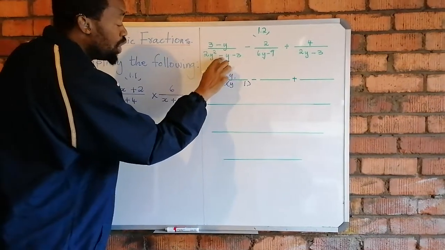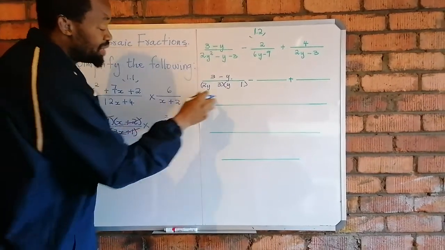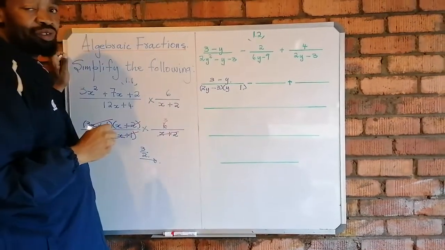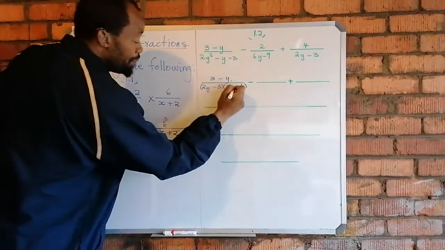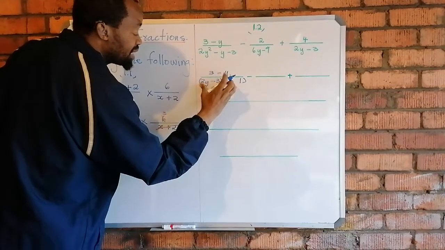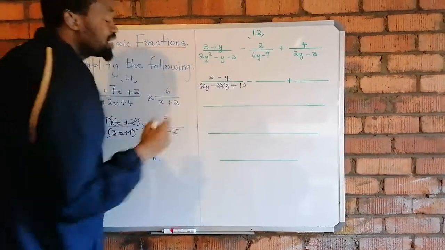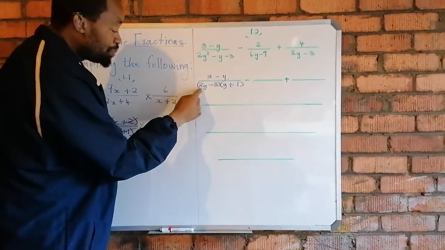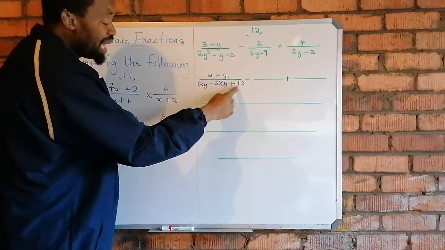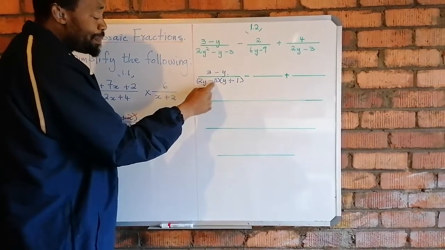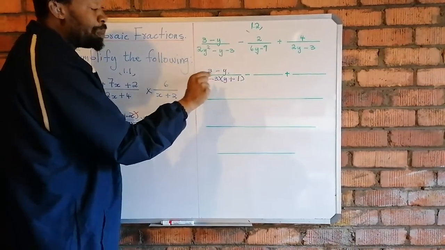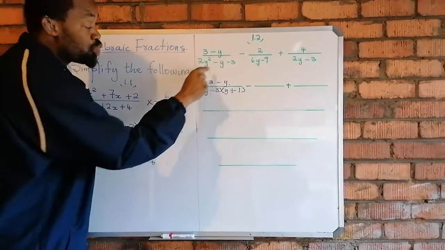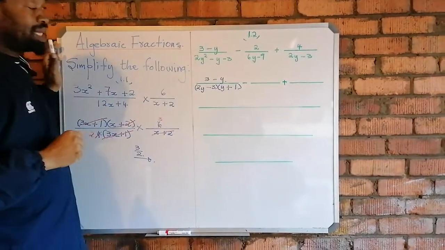Now, because the middle term is negative, the bigger product must bear the sign of the middle term. Because I want to subtract this and that, the signs must be different. Now, if I multiply this and that, I get plus 2y. If I multiply this and that, I get minus 3y. Minus 3y plus 2y is a minus y.